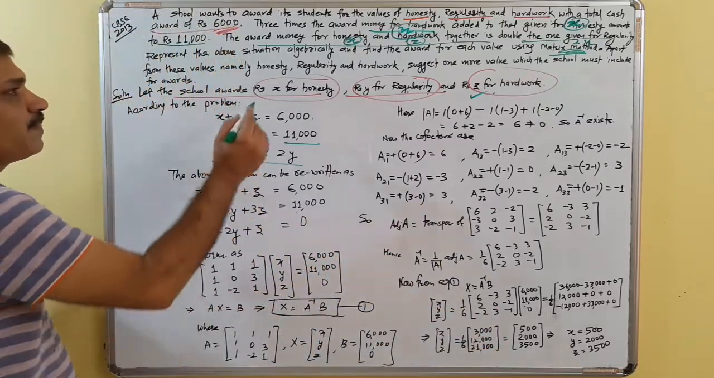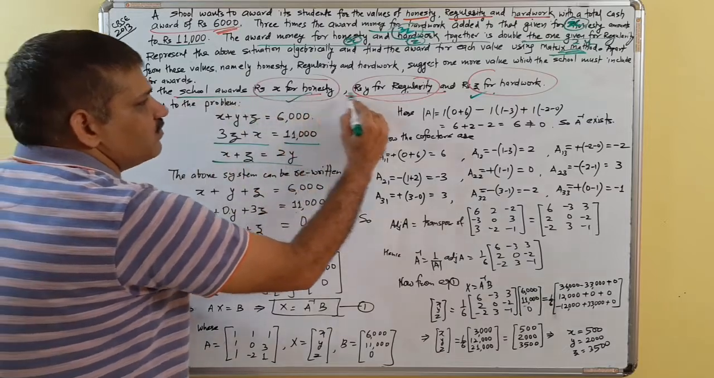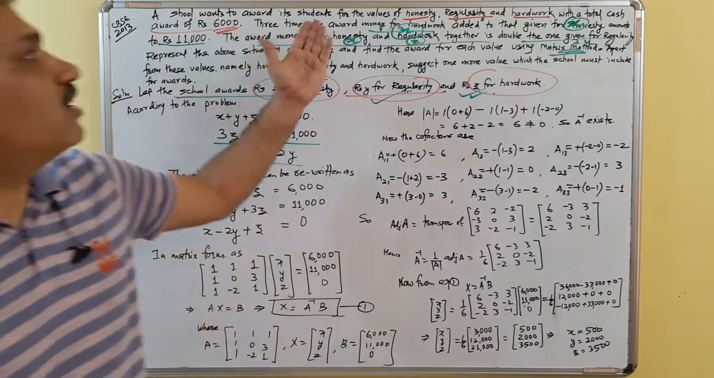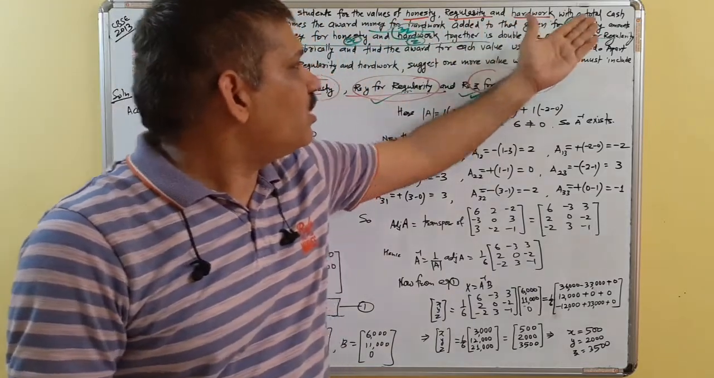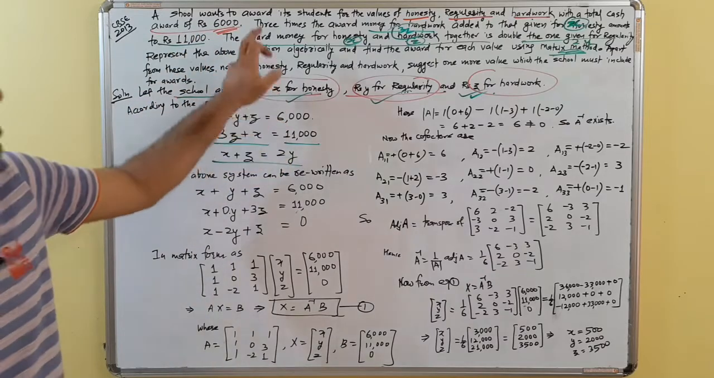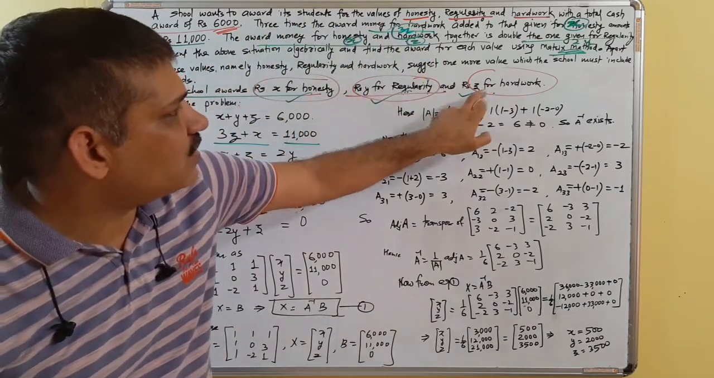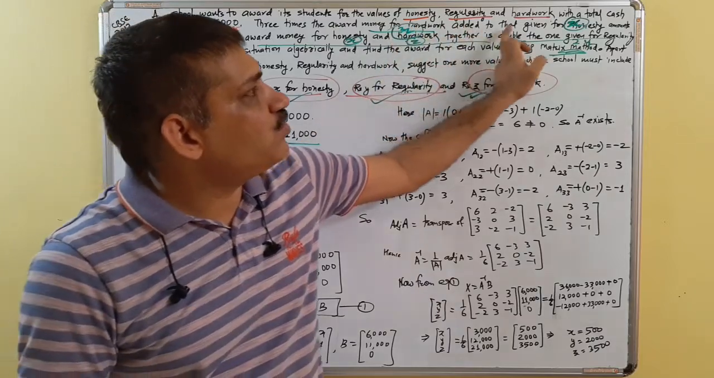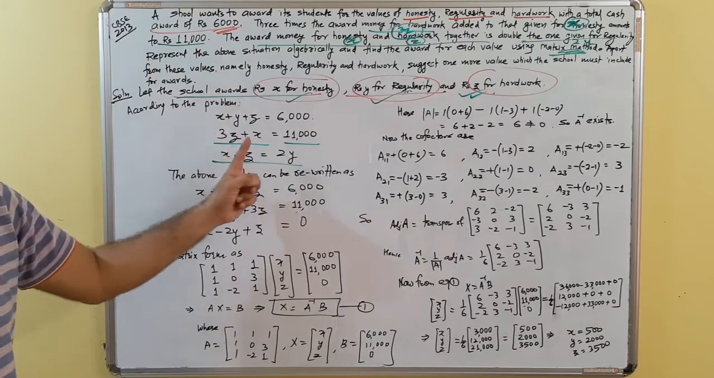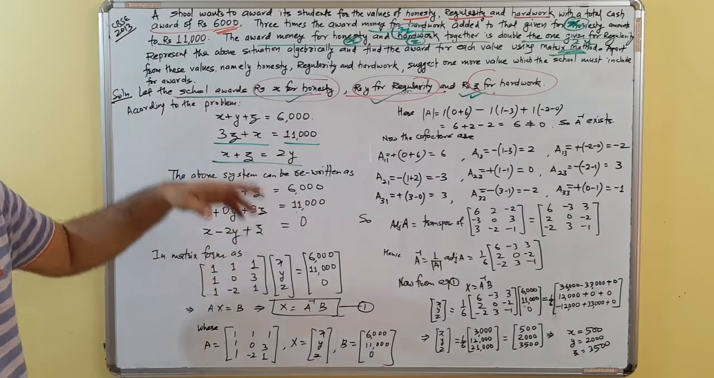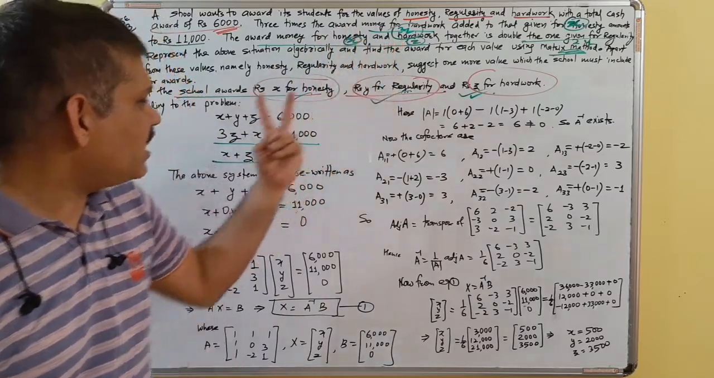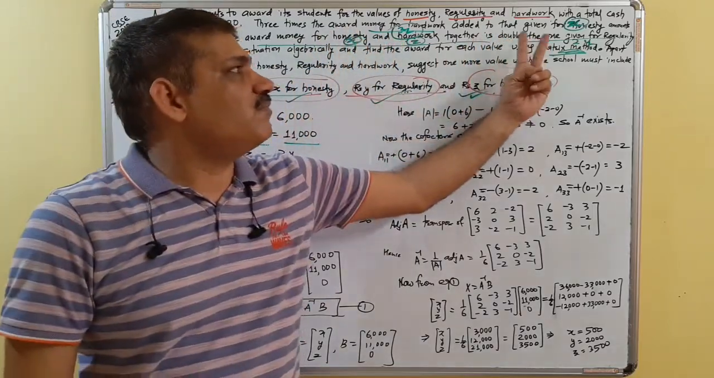So first of all, let the school award rupees X for honesty, Y for regularity, Z for hard work. See the question again. The total cash award is rupees 6,000, so X plus Y plus Z is equal to 6,000. 3 times the award money for hard work, hard work is Z, 3Z added to X, that is the amount for honesty, is equal to 11,000. 3Z plus X is equal to 11,000. The money awarded for honesty and hard work together, that is X plus Z, is 2 times, double, the one given for regularity.